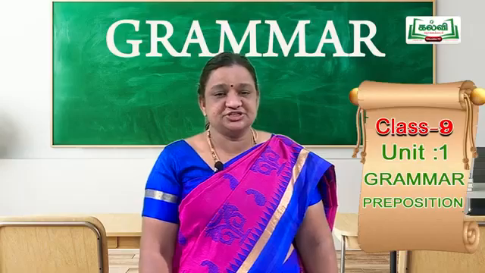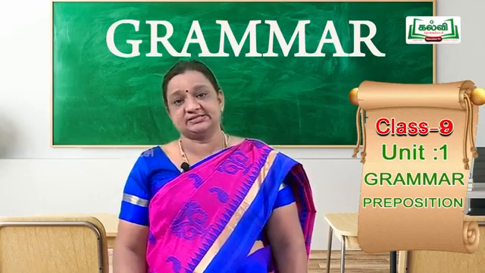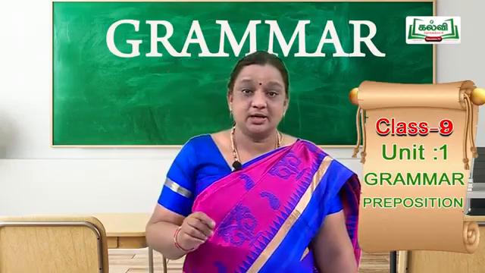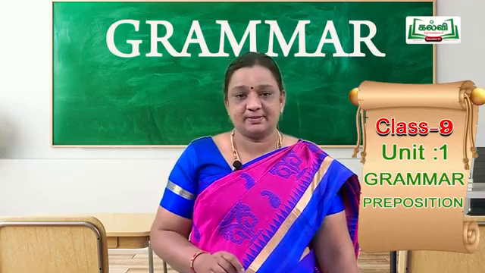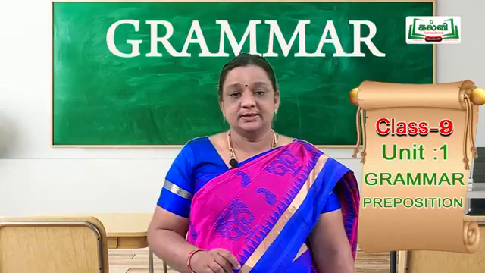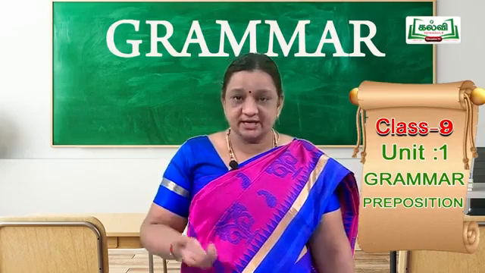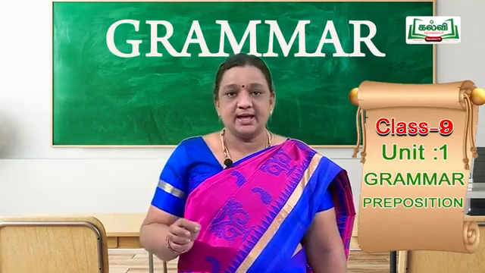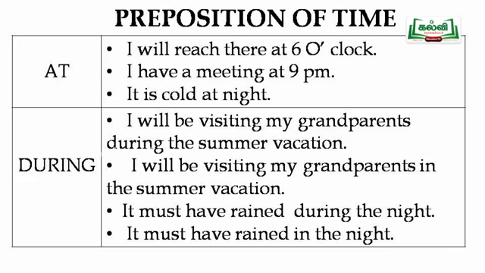The next preposition is "at". "At" is a preposition that tells us the occurrence, the happening that is going to happen, at what time it is going to happen and at what time of the day it is going to happen. Like, I will reach there at 6 o'clock. So the speaker is trying to tell us that he or she will be there at 6 o'clock in the morning or 6 o'clock in the evening.